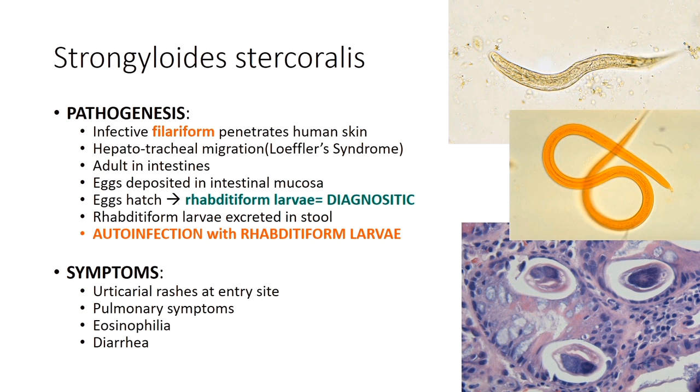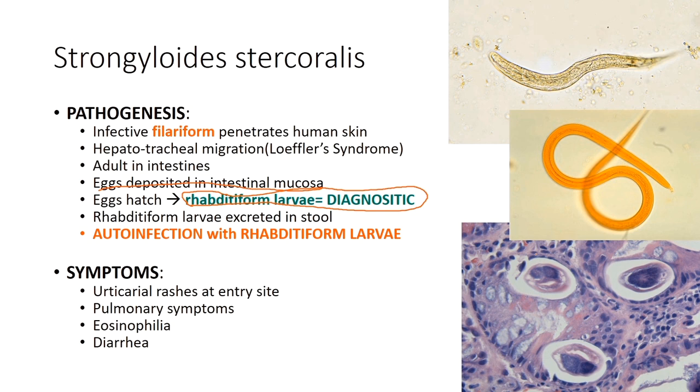So Strongyloides stercoralis. This is actually high yield on its strangeness as far as infection. So you're infected with the filariform larva, and it penetrates the skin, does the hepatotracheal migration, causing Loeffler's again. So this is the third guy that does this. And the eggs are deposited in the intestinal mucosa. They hatch, and we have rhabditiform larva. This is your diagnostic stage. Remember, our diagnostic was eggs or some other worm form or mature worms. And those were our diagnostics. This is your rhabditiform larva.